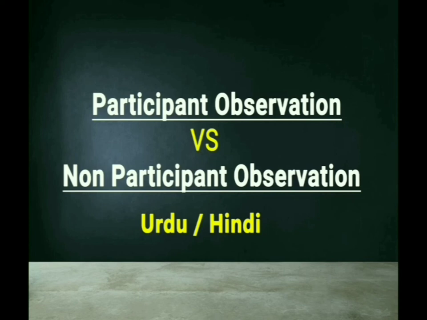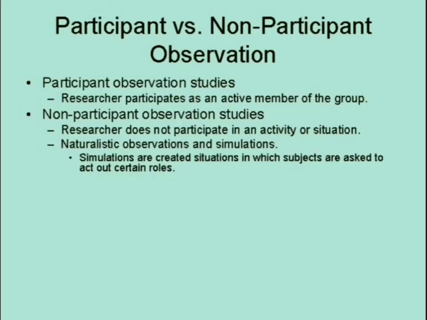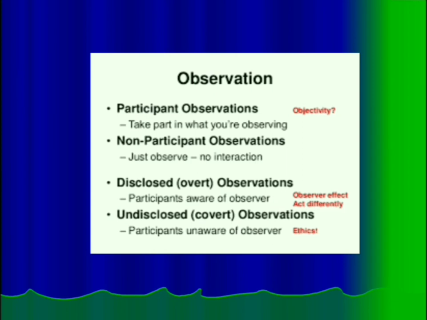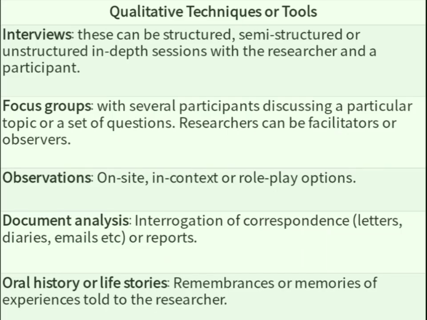So what does it mean? Participant observation is when the researcher participates as an active member of the group. But in non-participant observation, the researcher does not participate in an activity or situation. When we speak about disclosed and undisclosed observation, participants are aware of the observer or unaware of the observer. That means participants know that they are being observed. In the second group, they don't know that they are the object of research.